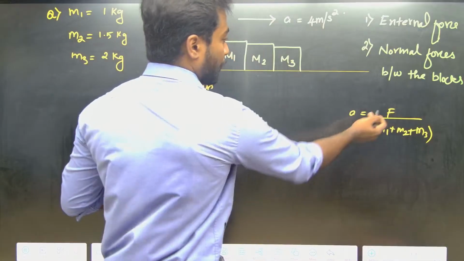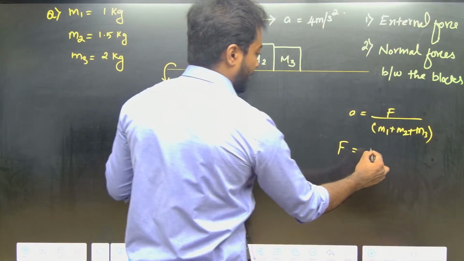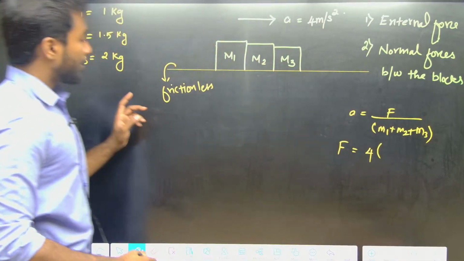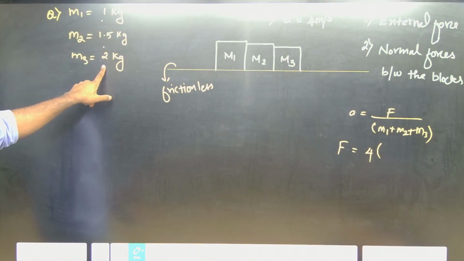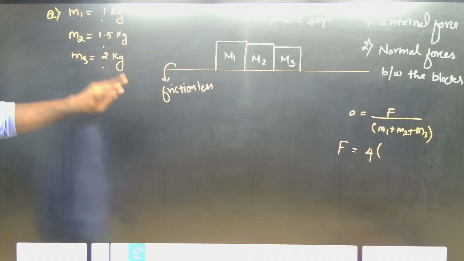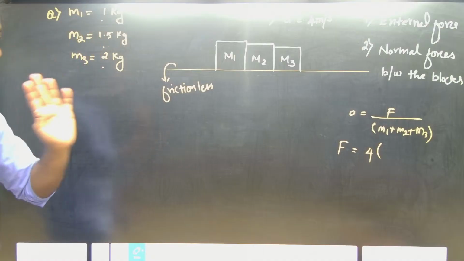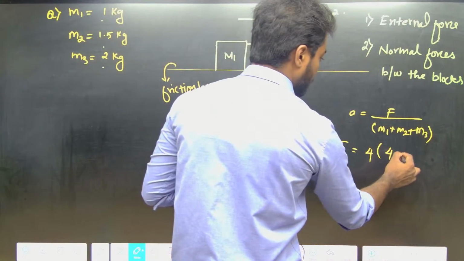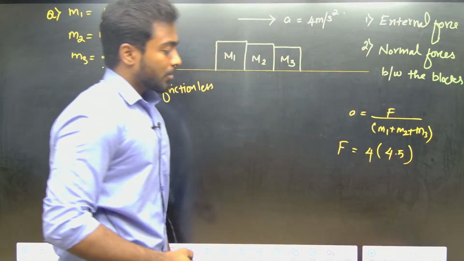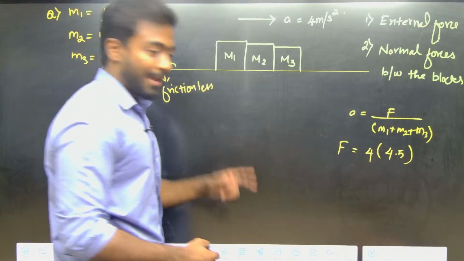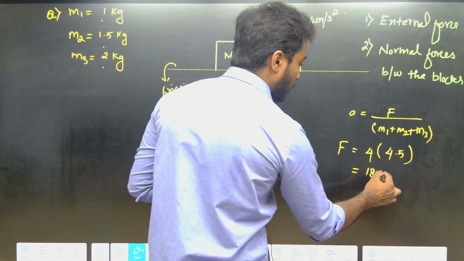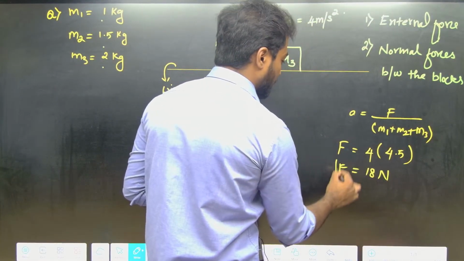Now we know the force is what I need to find. Acceleration is 4 meter per second square. Mass 1 is 1 kg, mass 2 is 1.5 kg, mass 3 is 2 kg. 1 plus 1.5 is 2.5, 2 plus 2.5 is 4.5. So, 4 into 4.5: 4.5 twice is 9, 9 twice is 18. So, 18 Newton is the answer. This is my force.